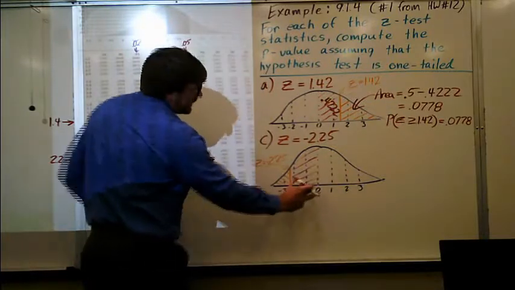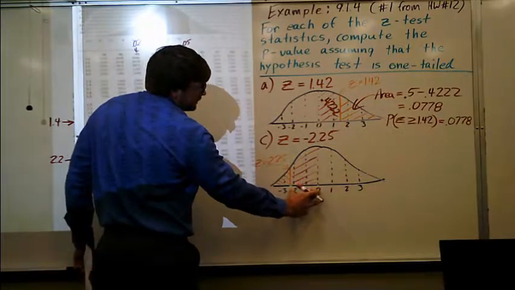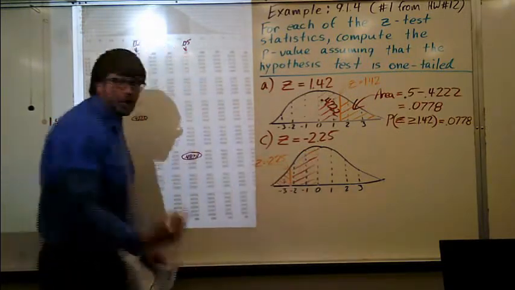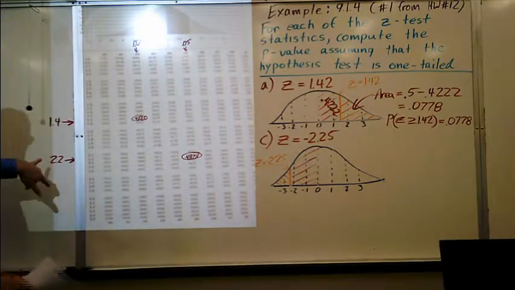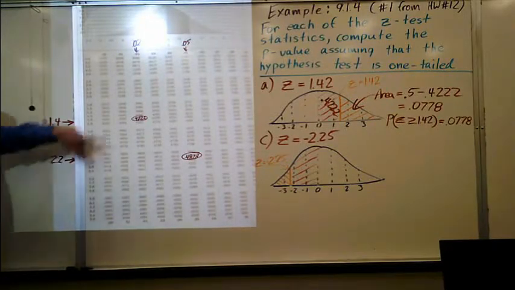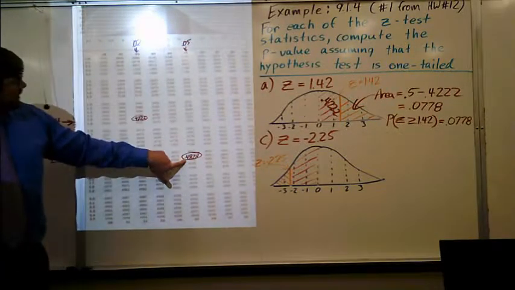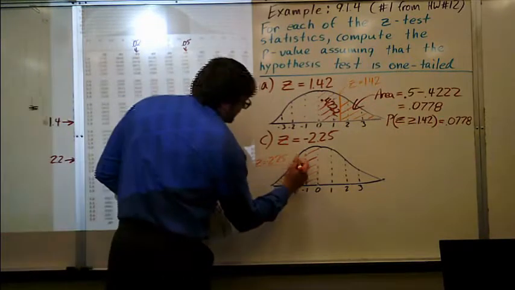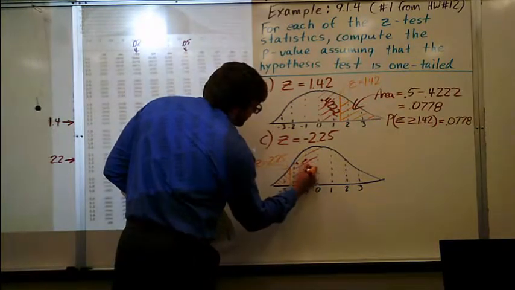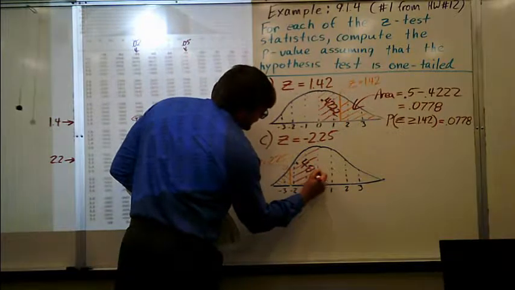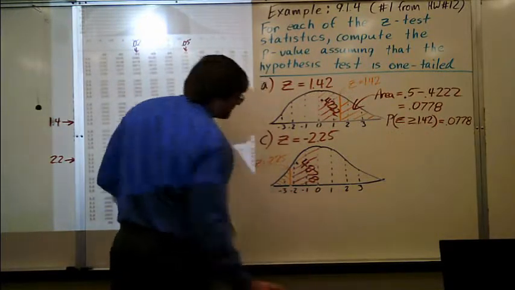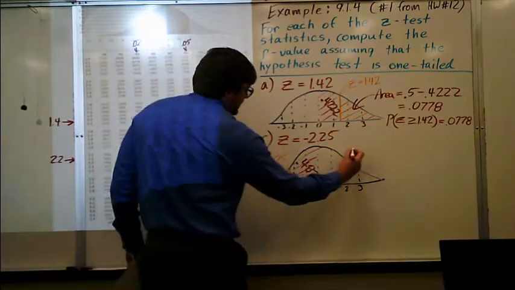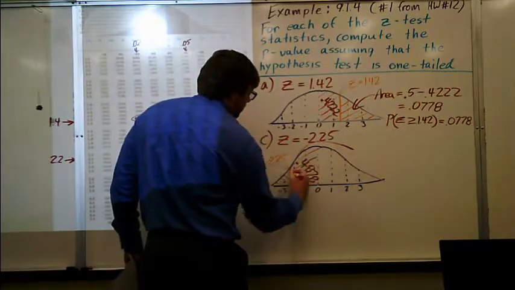So first thing I want to do is figure out the area between 0 and negative 2.25, or this part right here. And to do that, I look it up on our table right here. We have 2.25, and we end up with 0.4878. So I'll write down 0.4878. So, draw a line over here.